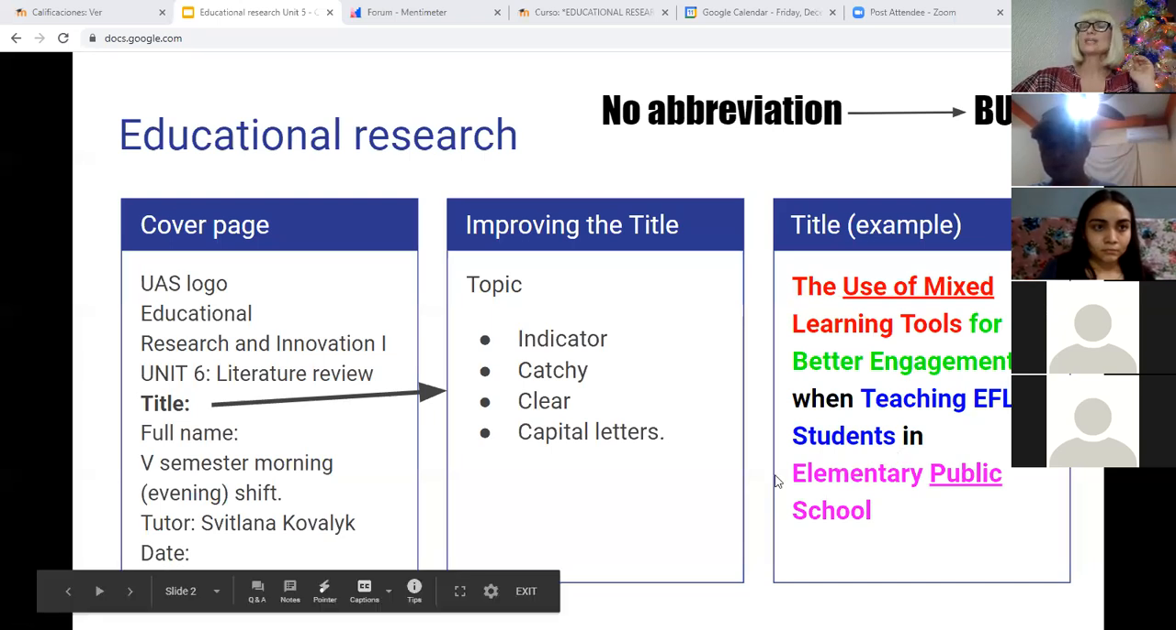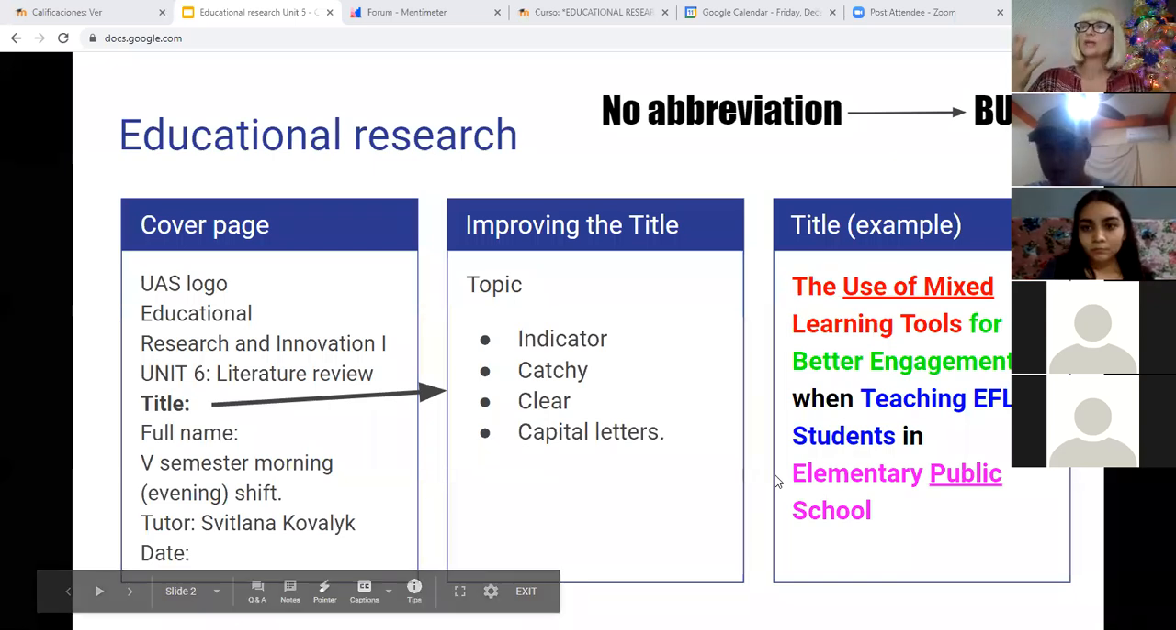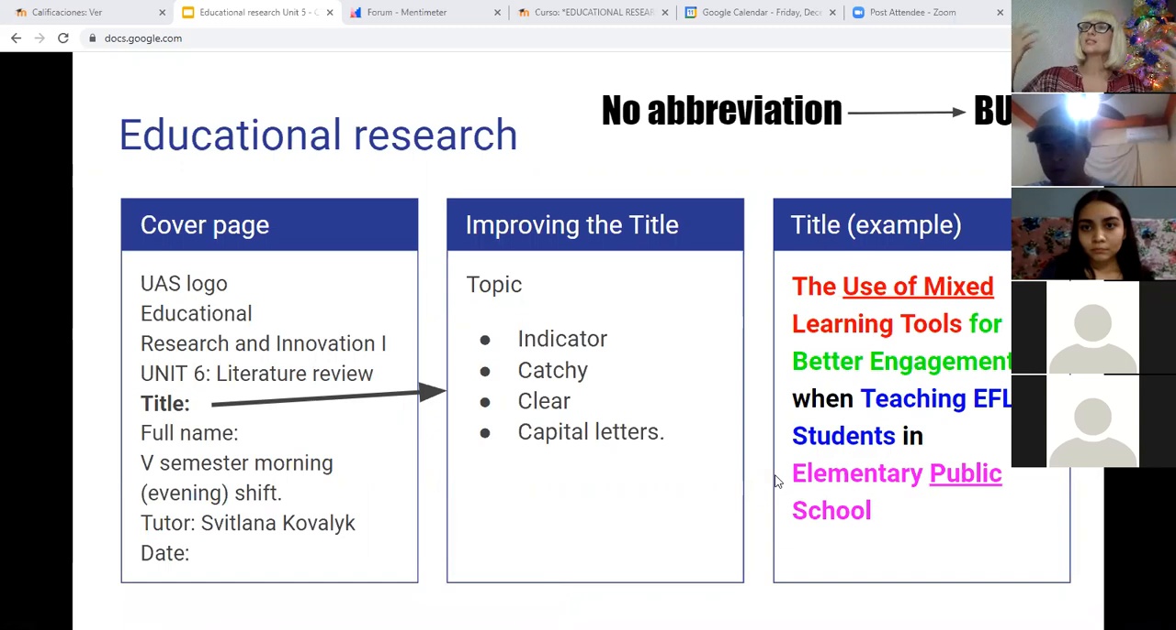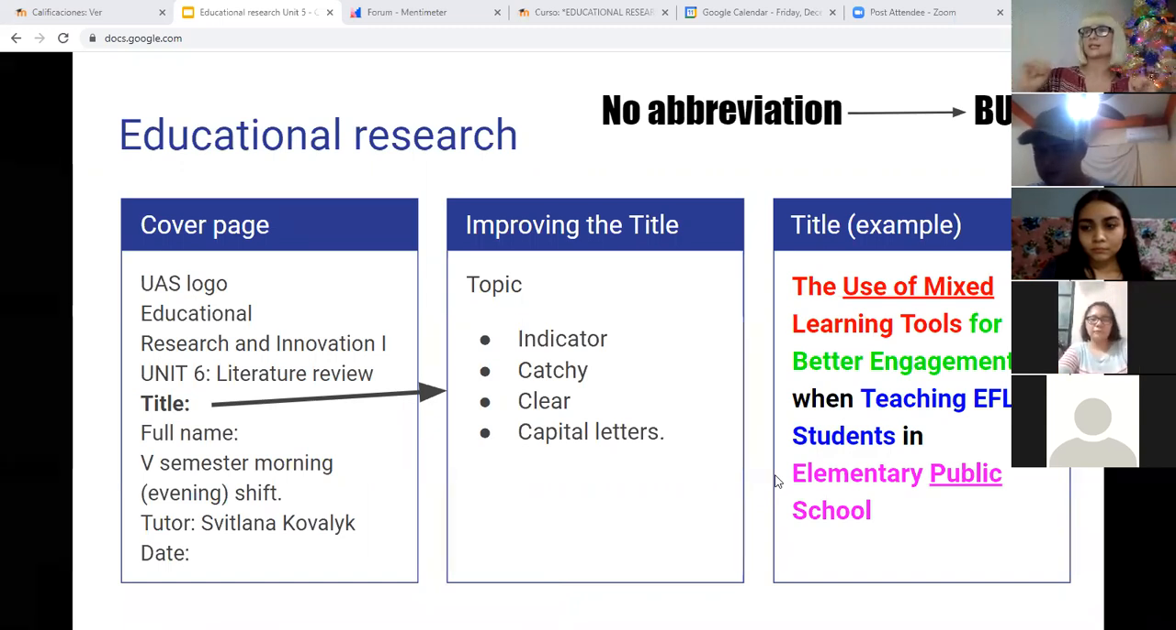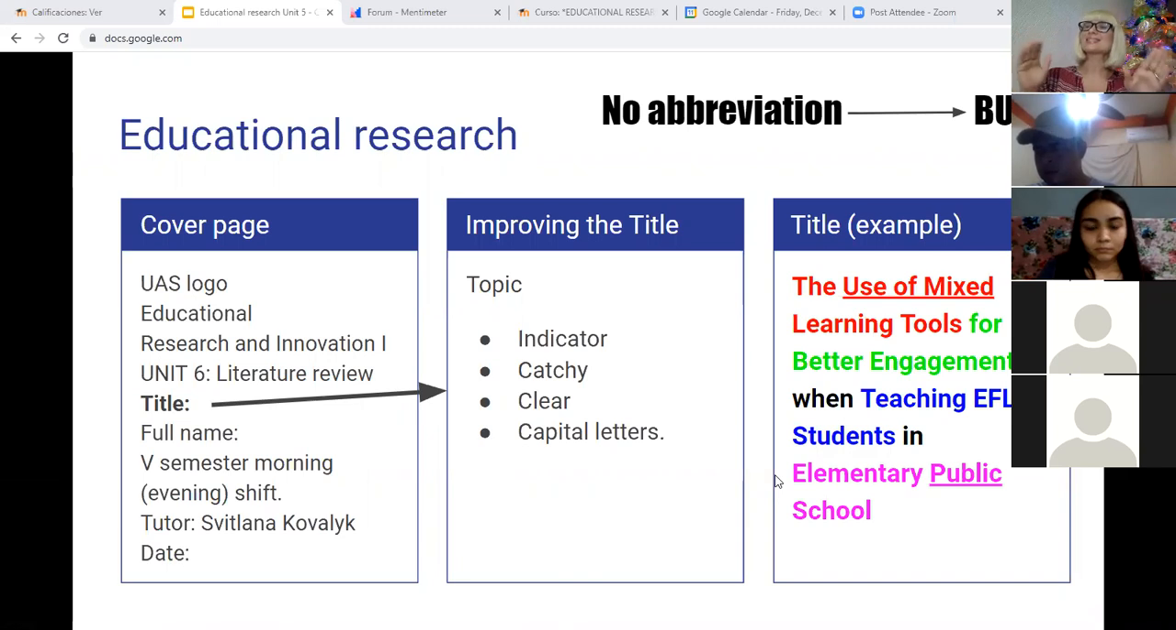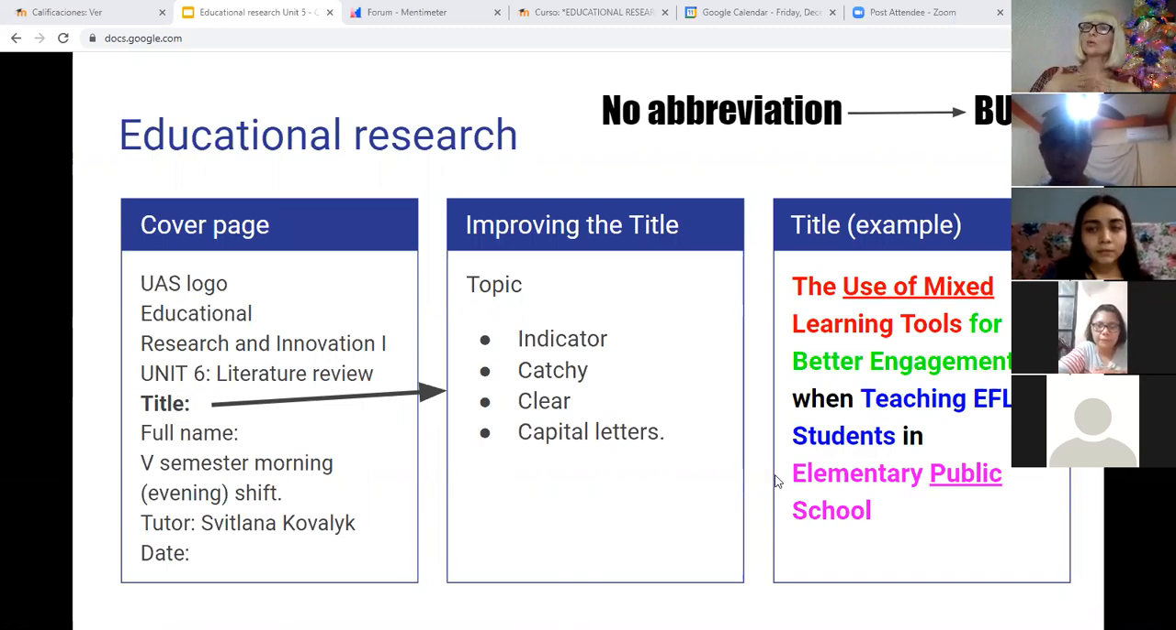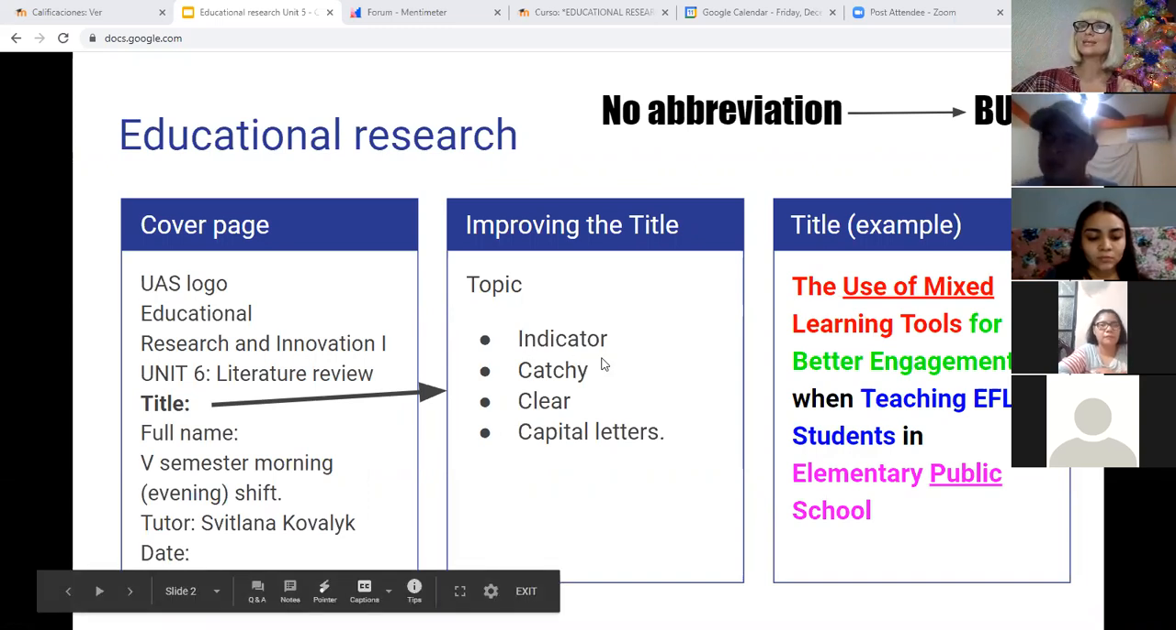So imagine that you are writing an article for a newspaper. How do you see the titles? Catchy, interesting. The first thing you do, you read the title. If you do not like the title, you will not read the article. So this is the same. You have to make your title in such a way that the person this research is for should be interested to read it.